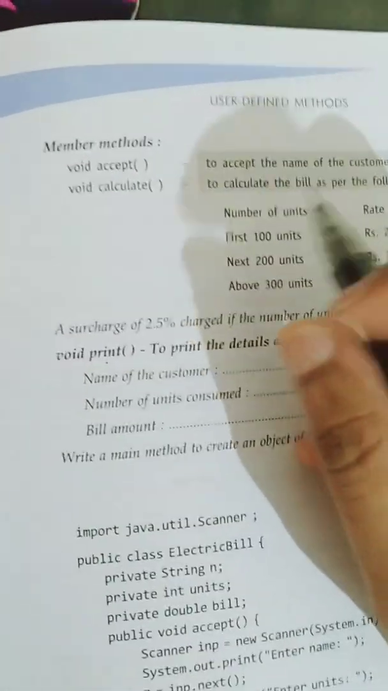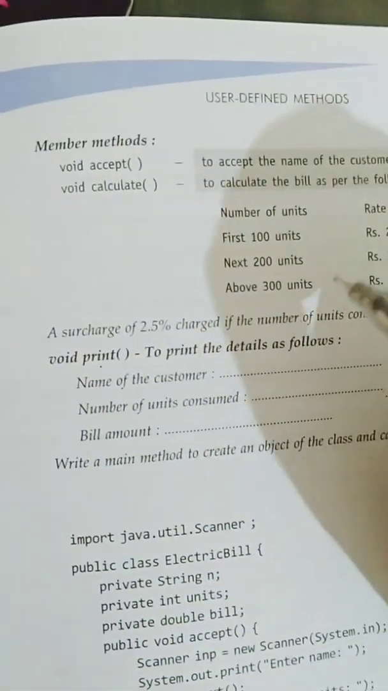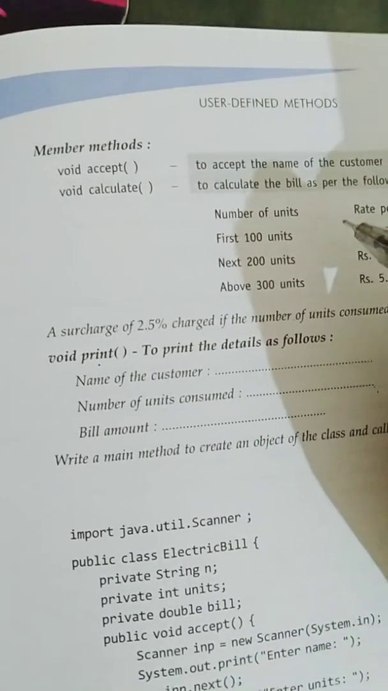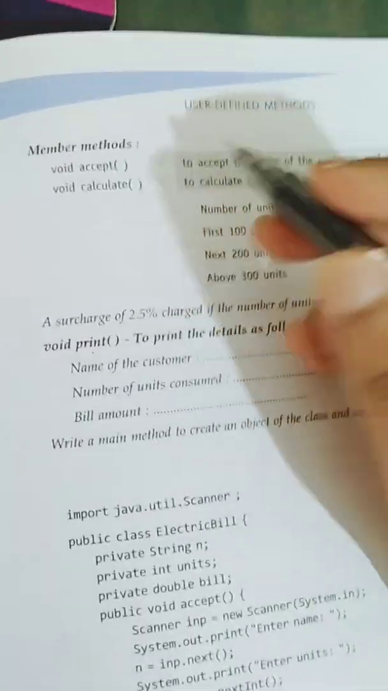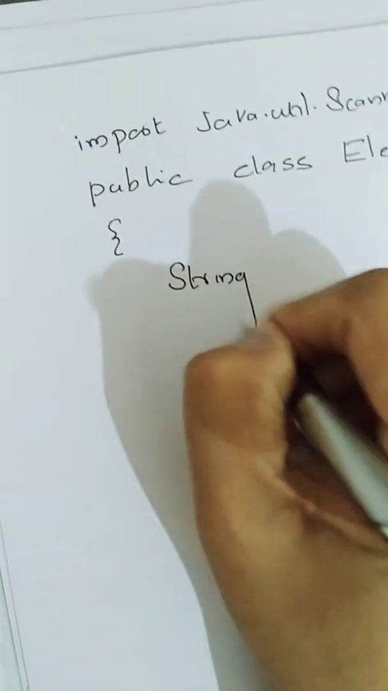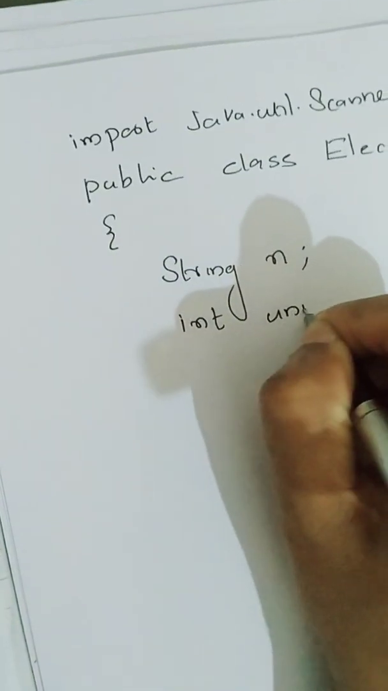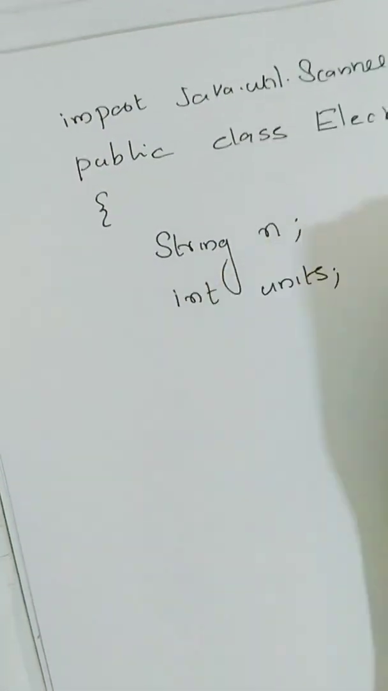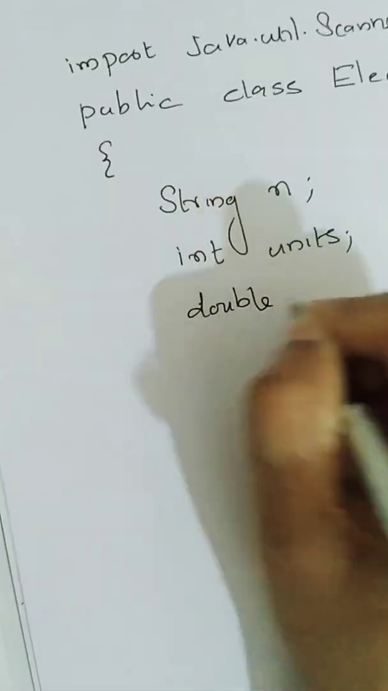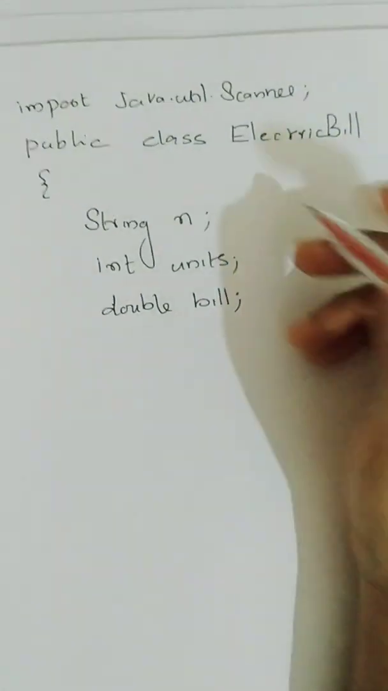Make this point clear. In all these three methods we have to use all the variables. So you have to declare the variables as global variables. Instead of declaring inside accept, you have to declare the variables outside the method. That is, you need string n for name, int units for units, and they have given double bill for your bill amount. So I have declared it as a global variable.